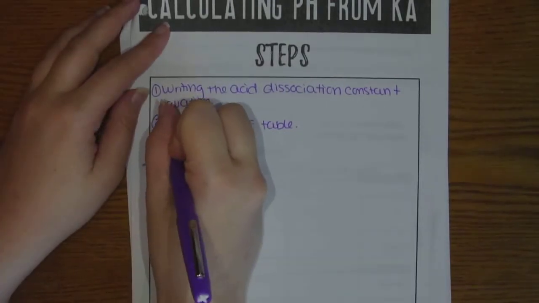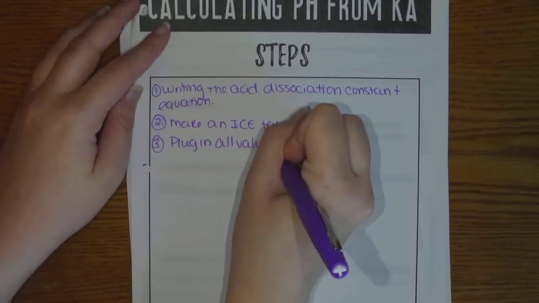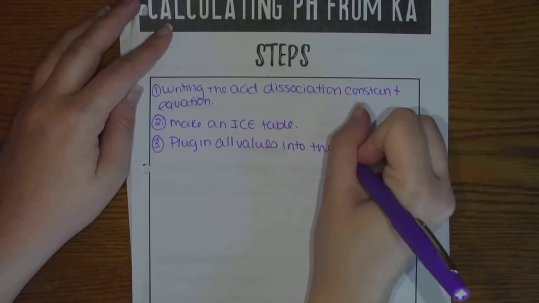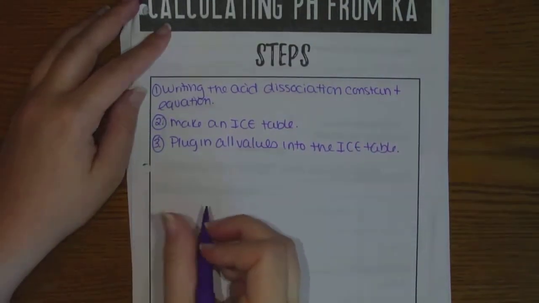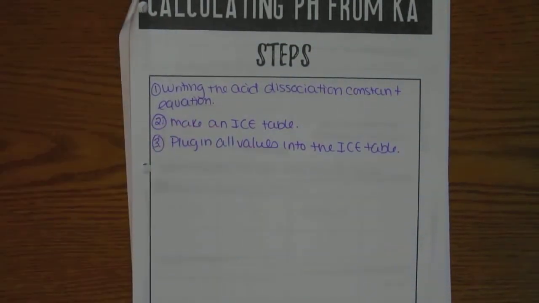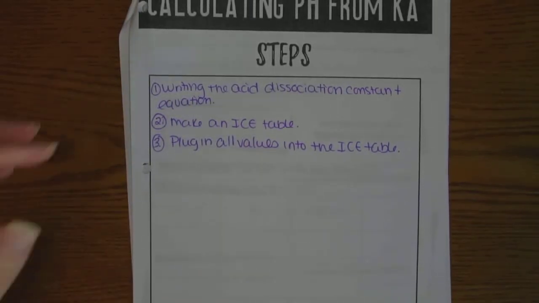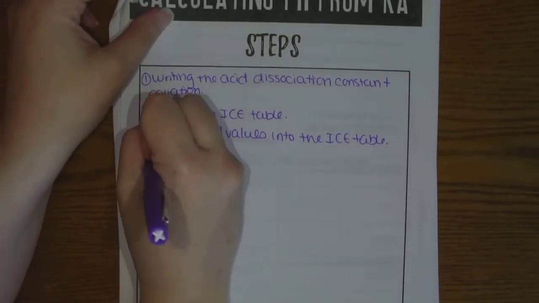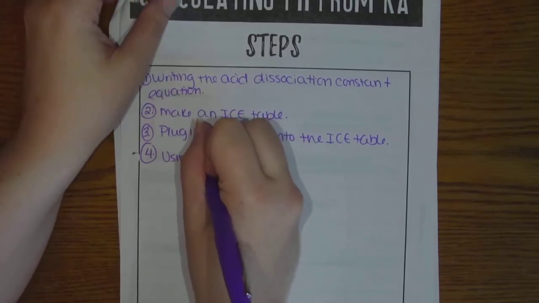So the next step, plug in all values into the ICE table. Okay? And that means this time too, we already know what our concentration is for hydrogen, for our hydrogen ion. Instead, this time we're going to go ahead and put in X for those. We're going to see that in a minute. So, we're going to use our acid dissociation constant equation.